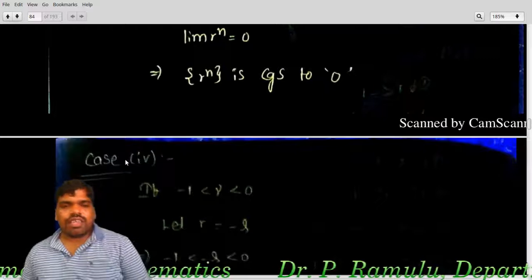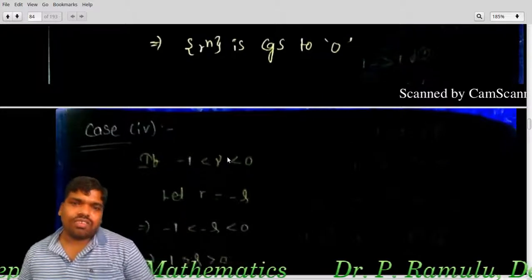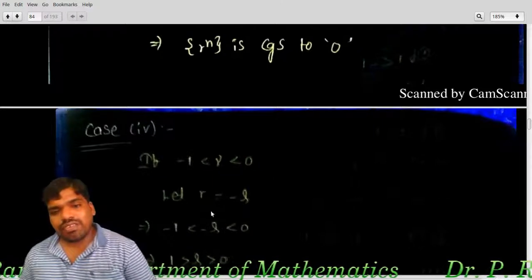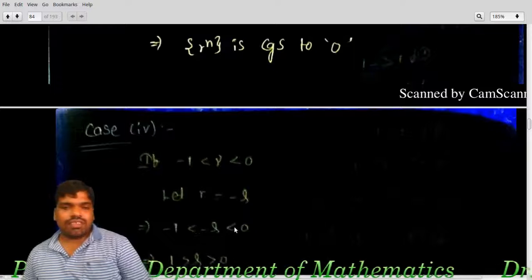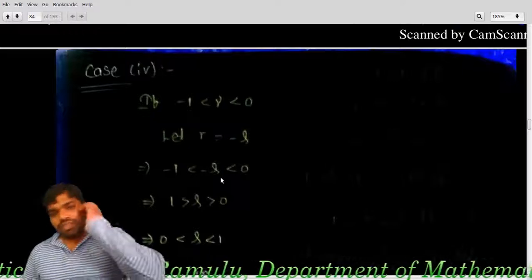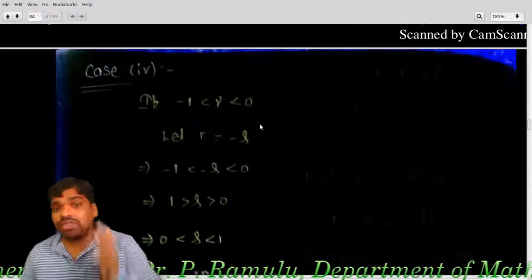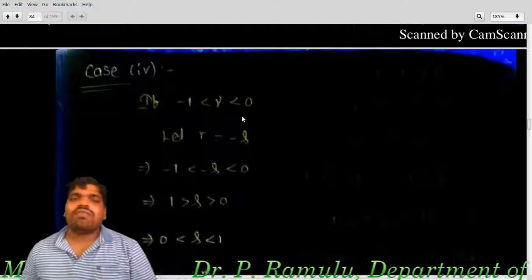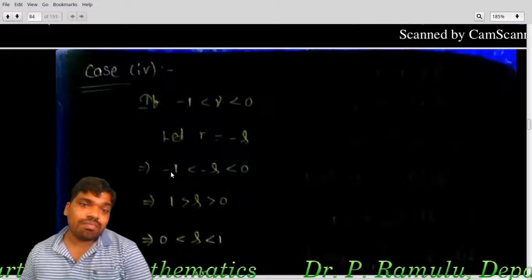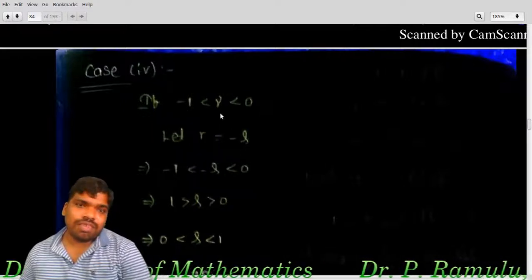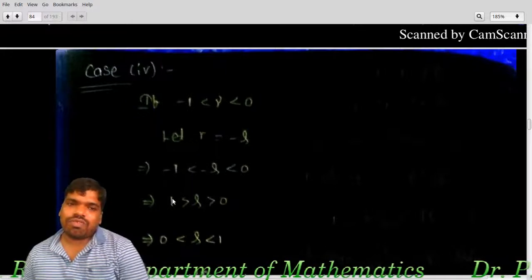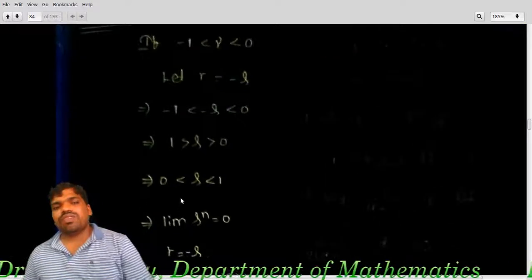Case 4. If -1 < r < 0, let r = -s, which implies -1 < -s < 0, which implies 0 < s < 1. Why am I taking -1 < r? Already we know that one property, and by using that property I want to explain this. For that, I am writing r = -s. If I substitute r = -s, multiplying by -1 we get 1 > s > 0.